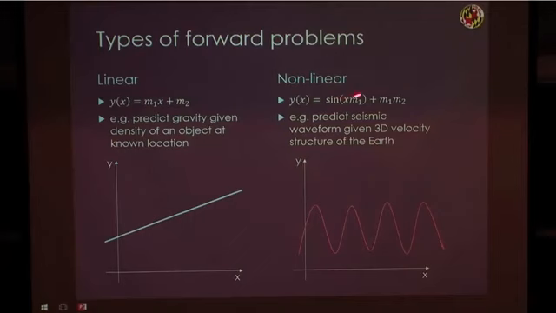So here I just have a simple one where I have sine, which of course I drew in PowerPoint, so it's not a sine. But it's sine plus some constant equals y. And an example of a nonlinear inverse problem, and we'll get to this in more detail later, is, for example, to predict seismic waveforms given a 3D velocity structure of the Earth. There's a nonlinear relationship between the seismic structure and seismic waveforms.